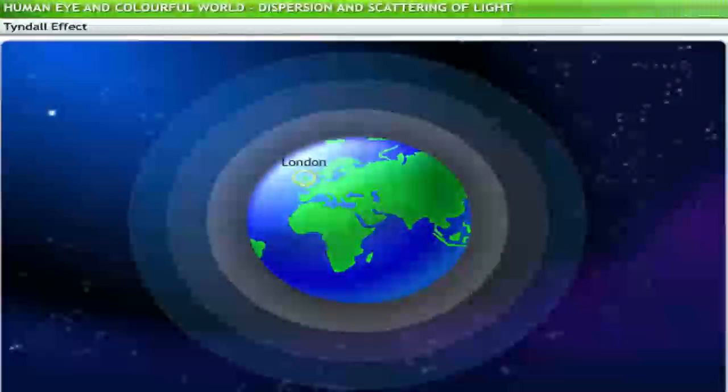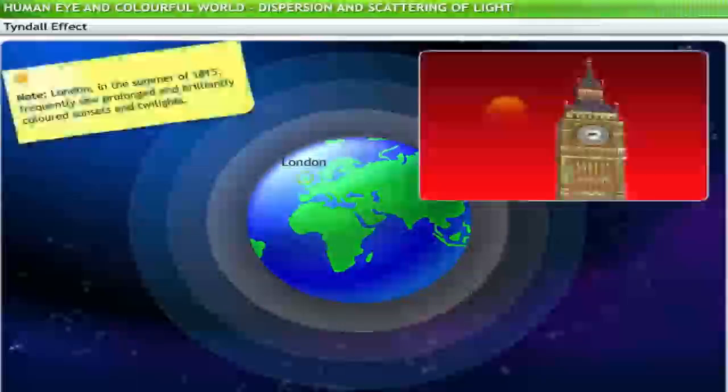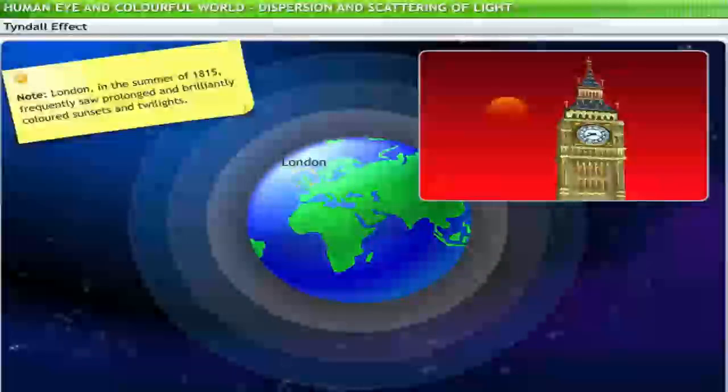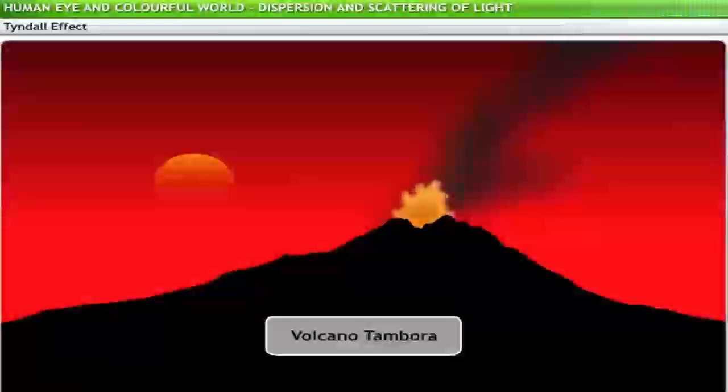In fact, here's an interesting incident related to the Tyndall effect. London, in the summer of 1815, frequently saw prolonged and brilliantly coloured sunsets and twilights. This was explained by the Tyndall scattering of sunlight by ash particles in the upper atmosphere. These ash particles were produced by the earlier eruption of the volcano Tambora.